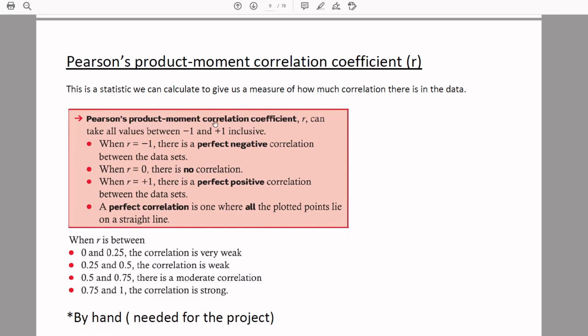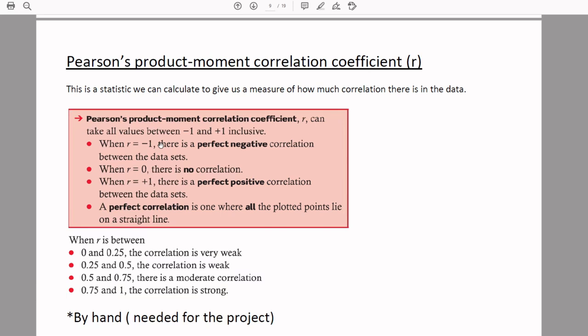Okay, and the way it works is quite nice. If the R value is 0, or close to 0, then there's no correlation. If the R value is 1, that would be perfect correlation because all the points would be in a straight line, and that's positive because the line's going uphill. If R was -1, then the gradient of the line would be negative, and all the points would be on a straight line.